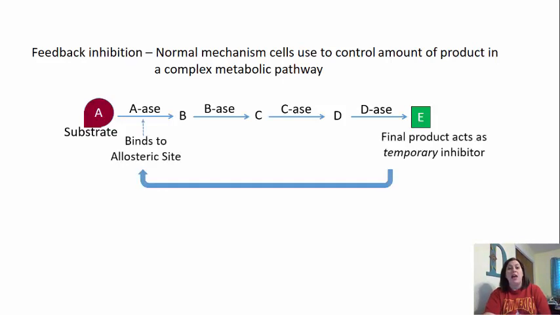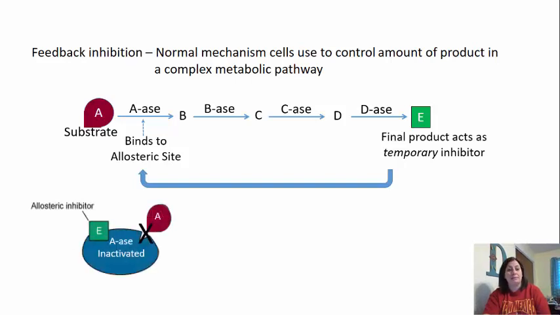we want to shut down this pathway. In order to shut this down, this final product E can temporarily inhibit the first enzyme. In this case, it's going to go in and connect to an allosteric site on AACE. This is going to stop the sequence, okay, because it changes the first enzyme. Therefore, we can't make B, then we can't make C, then we can't make D, and we don't get to E. However, when we don't have enough E, this E will break off and the pathway will turn on again. So if you look here in this picture, it shows you that E connected to the AACE. It's now inactivated, and now A can no longer attach.